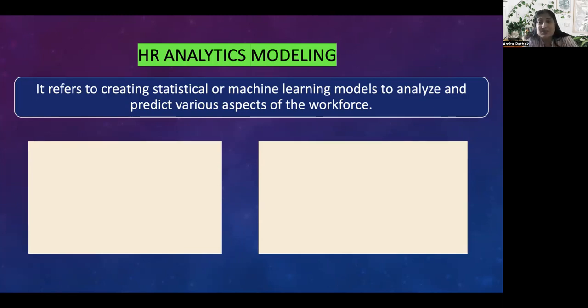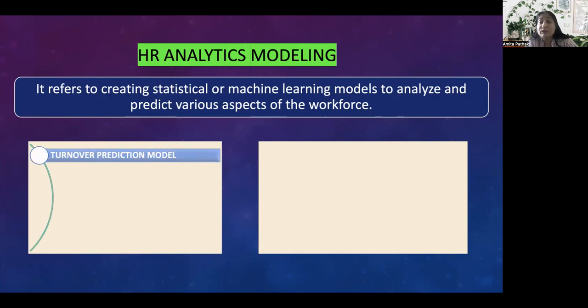What is this model basically? Model here refers to one function which wholly and solely performs ways to analyze and predict that aspect of the workforce. If it is performance, it means the performance aspect of the workforce. If it is training and development, it means the training and development aspect of the workforce.